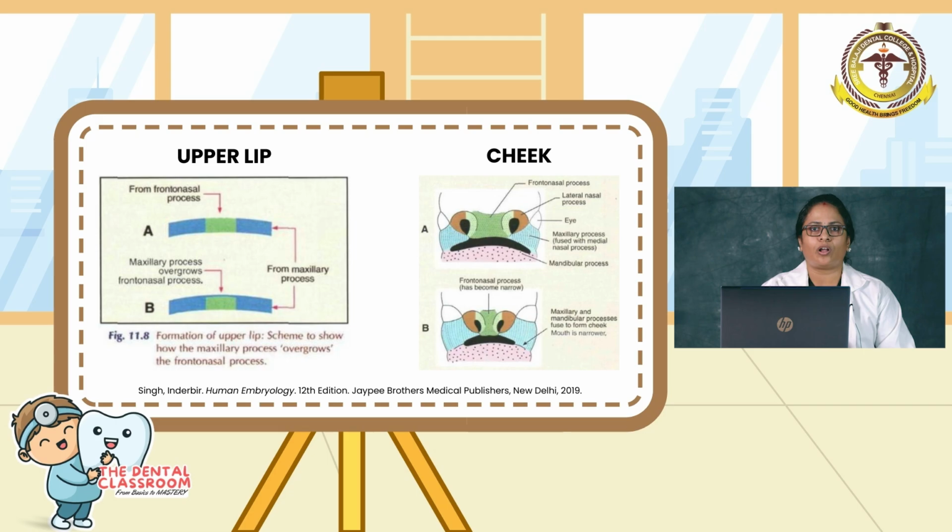So now let's look at how the cheek develops. The cheeks are formed when the maxillary prominences above join with the mandibular prominences below. At first, the opening of the mouth is quite wide and large, but as these processes grow towards each other and fuse, the opening becomes narrower and takes its normal size and shape. This merging not only forms the cheeks but also helps define the boundaries of the mouth.